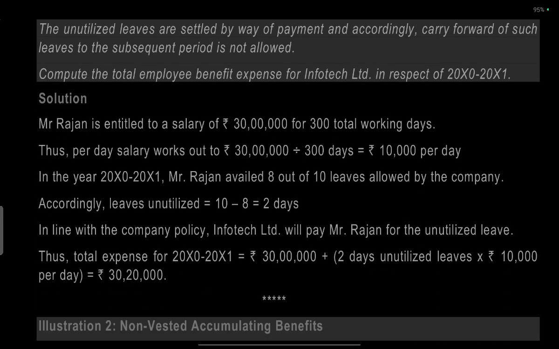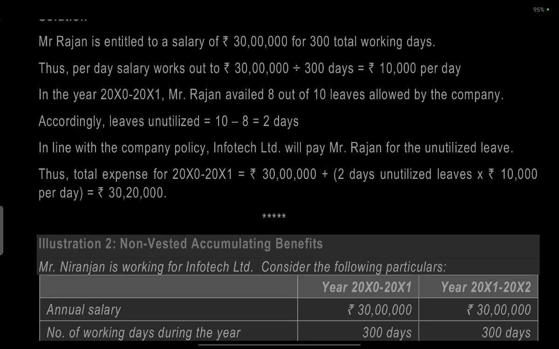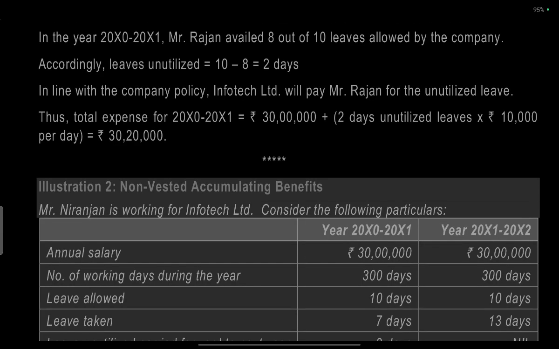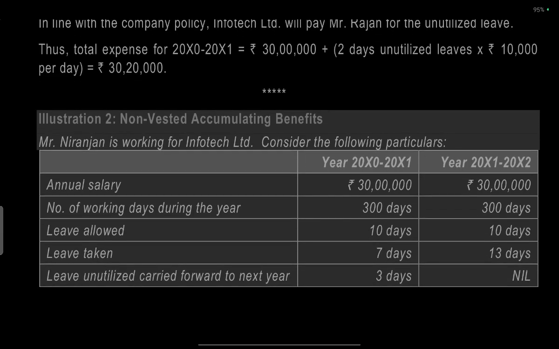So total expenses: Rajan is entitled to a salary of 30 lakhs for 300 days, as per day salary is 10,000. Rajan is allowed 10 days of leave in the company, and has utilized 8 days. As per the company policy, the unutilized 2 days of leave should be added to the total expenses. So 30 lakhs plus 20,000.